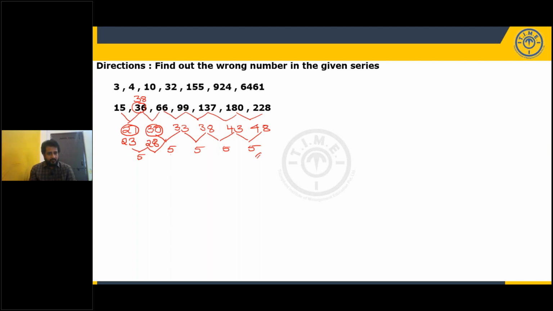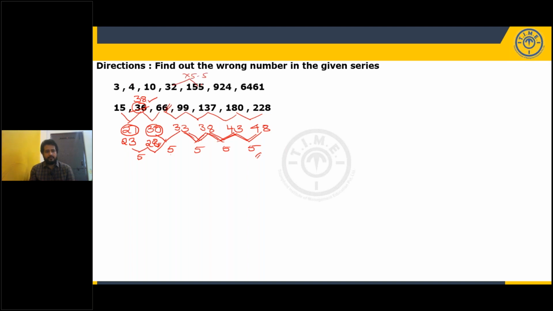If that is the case, what should be next? 28. Correct number is 28, right? So 38 plus 28, 66. Perfectly matching. So the wrong number in the series is 36, and the correct number is 38. Definitely they will give you some clue points that we have to catch. Here the clue is we can find in these four numbers: 33, 38, 43, 48. It is following some pattern.